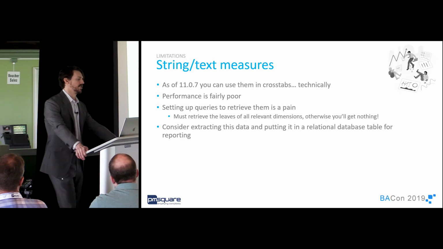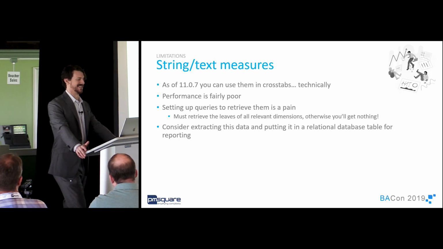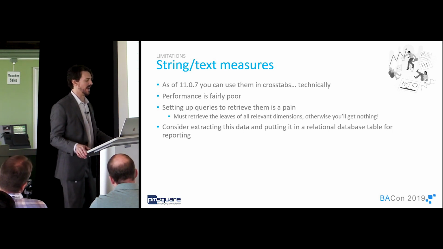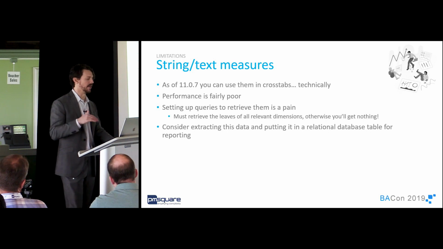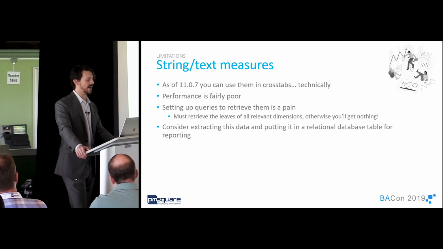Another limitation: string or text measures. As of 11.0.7, you can use them in crosstabs. Previously, you could only use them in lists. I've just found that it's not super usable. Performance tends to be pretty poor if you have much data volume at all. If your data volume is very low, it probably won't be a problem, of course, as in anything. But if you have higher data volumes, performance isn't going to be great.